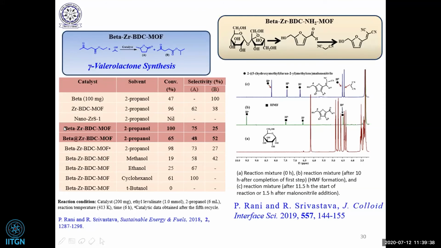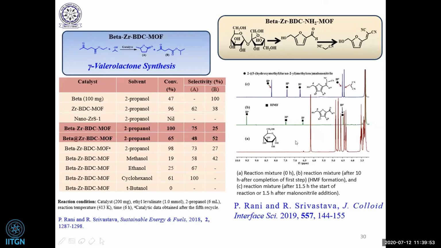Please note that it is very difficult to incorporate a larger amount of beta. Only 6% beta was incorporated. If you take more beta, then the structure collapses. So that's why we were not able to incorporate more beta. Only 6 to 10% we can incorporate.